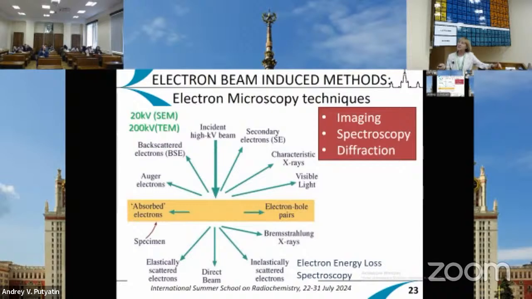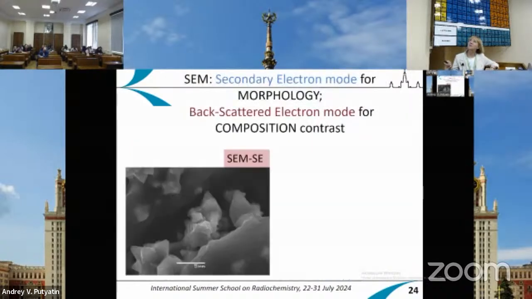In the case of transmission electron microscopy, we can see inelastically scattered electrons and elastically scattered electrons. This kind of detector shows electron energy loss spectroscopy, and we can see diffraction to reveal the phase of your matrix or of your radionuclides form. So in this case, we can see imaging, spectroscopy, and diffraction. All three classes of methods, just in electron microscopy.